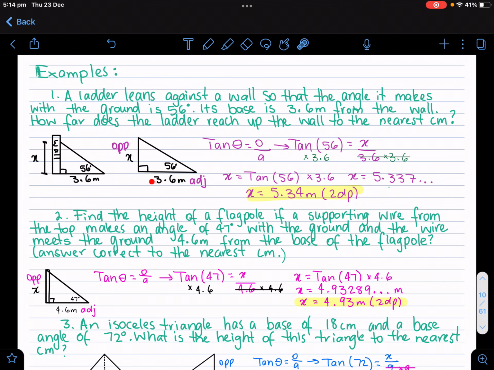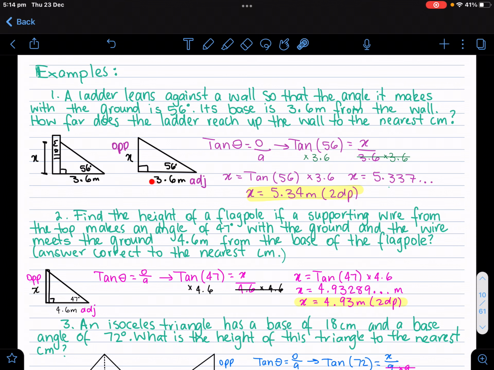When we type that in the calculator, we get a decimal that does not terminate, and we know we have to round off anyway. So the question says to round to the nearest centimeter. This is 5.337 meters continued on. So to round to the nearest centimeter, I look at this 7 and I'd round that 3 up to a 4. So now I have the distance from the ground up to where the ladder reaches the wall is 5.34 meters, 2 decimal places, approximate.